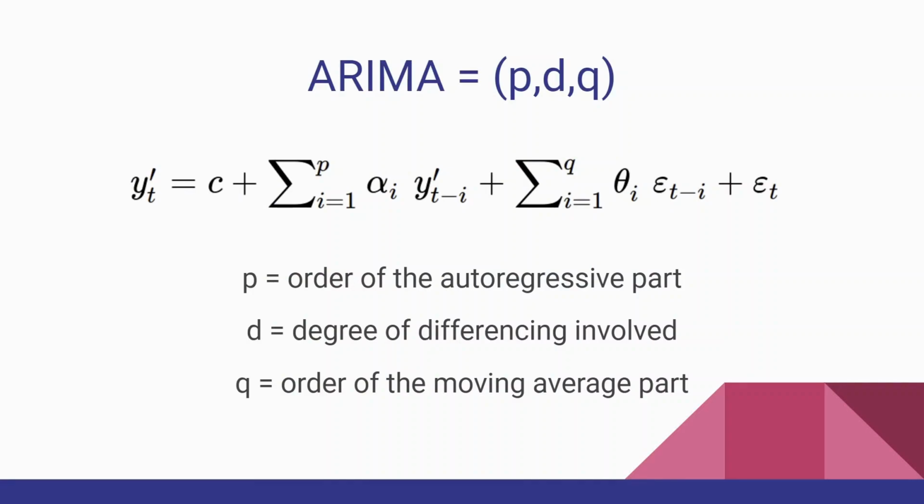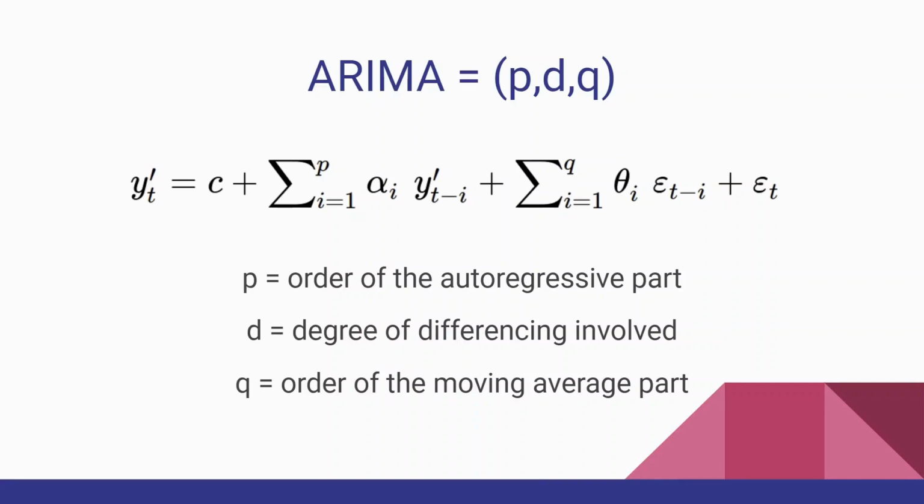ARIMA is defined by three variables, p, d and q. P is the number of lagged values we consider in the autoregressive part. The value of p is calculated from the PACF plot of the data. D is the number of times the data is differenced. Q is the number of error terms of the past time steps in the moving average part. The value of q is calculated from the ACF plot of the data.